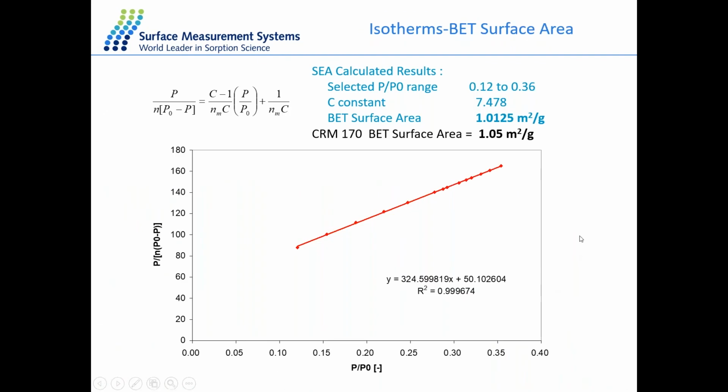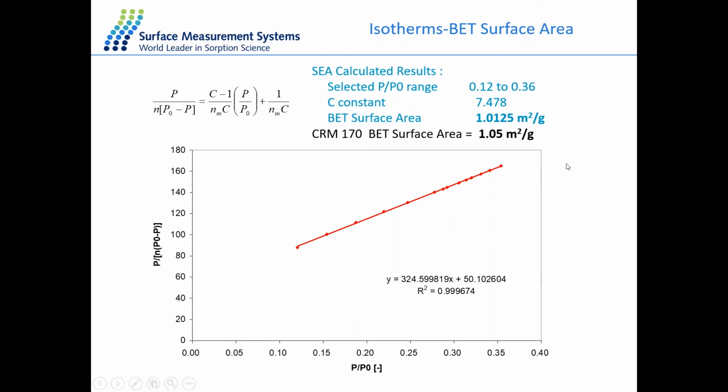So in this example here, we're looking at understanding the isotherms and calculating BET surface area. What we typically have here is a CRM material, and this is an aluminium material. And what we do is inject for different concentrations. So we want to stay within the BET range and at different partial pressures.